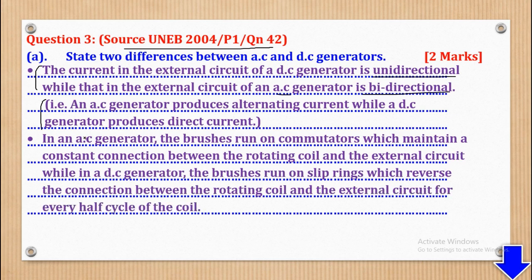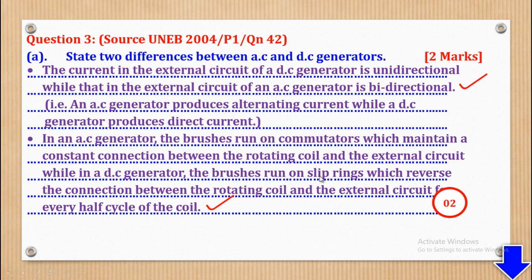The second difference says that in an AC generator, the brushes run on commutators which maintain a constant connection between the rotating coil and the external circuit, while in a DC generator, the brushes run on slip rings which reverse, that word reverse, the connection between the rotating coil and the external circuit for every half cycle of the coil. Basically those are the two main differences between an AC generator and a DC generator. If you wrote that, that will be the two marks got.